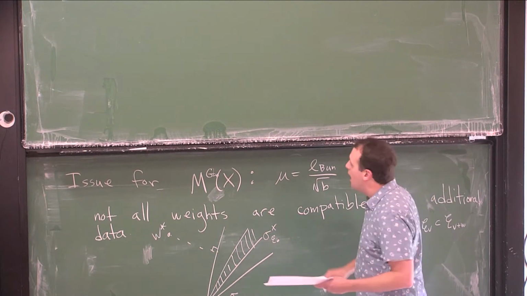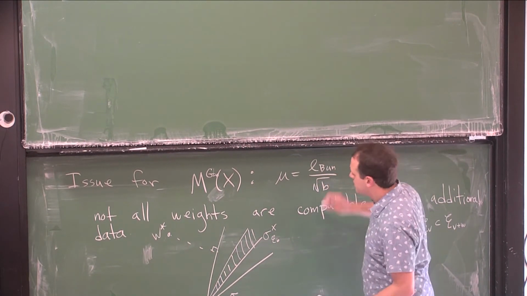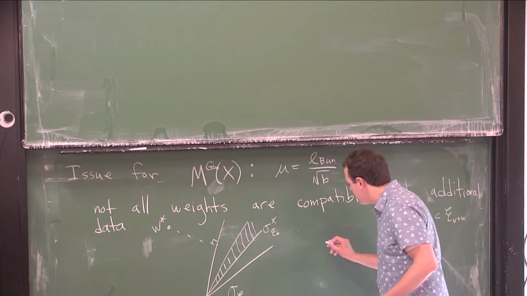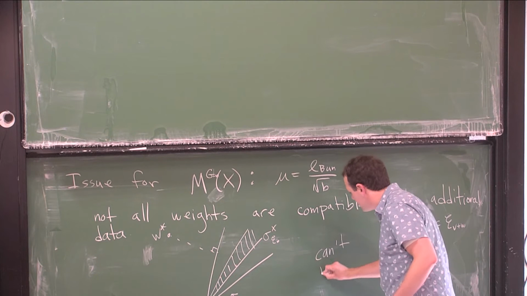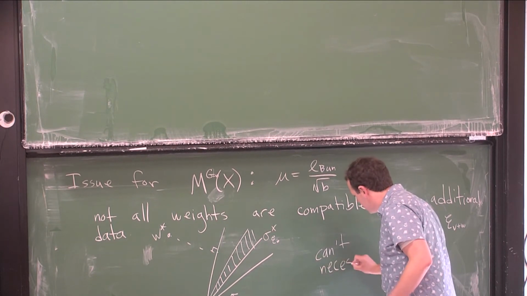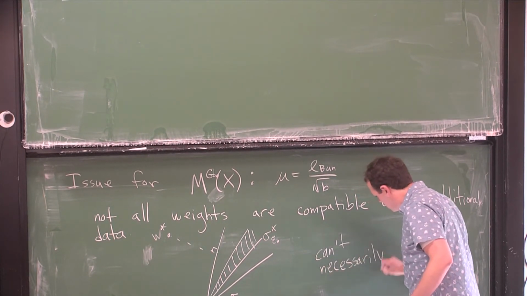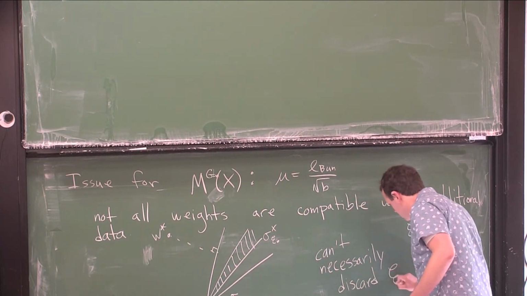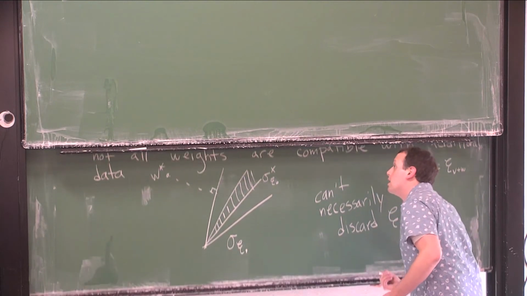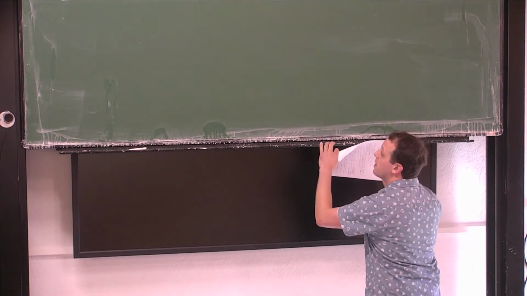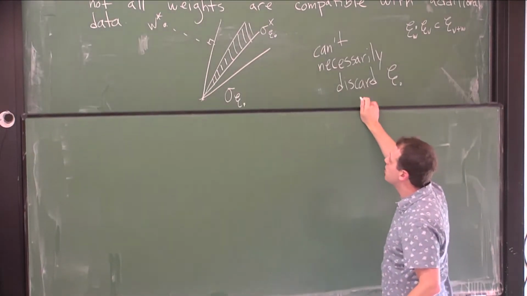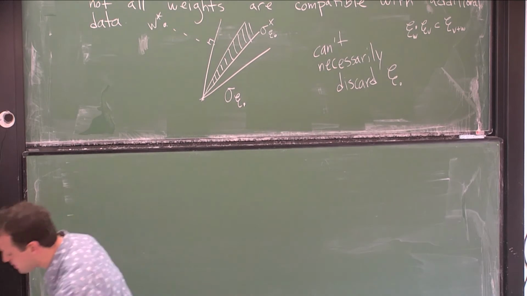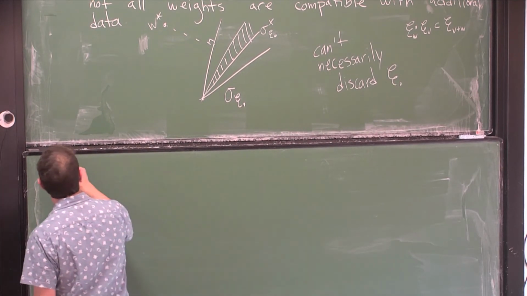So the issue here, just to write it down, is that you can't necessarily discard E, because it might be on the boundary of the larger cone, but still correspond to the same filtration on the boundary of the smaller cone. So I'm just going to outline what we do.